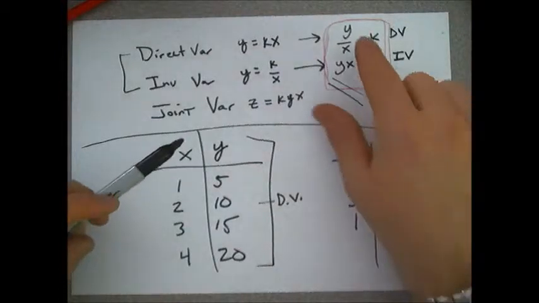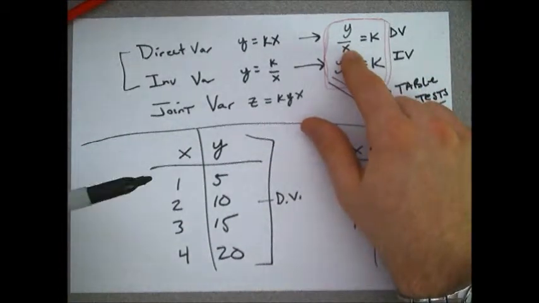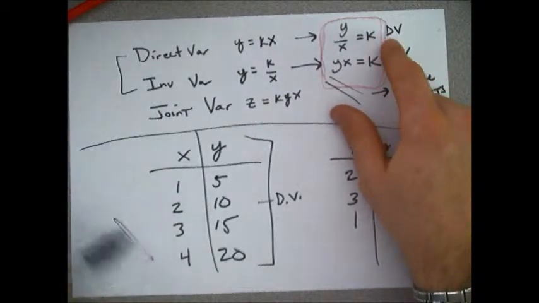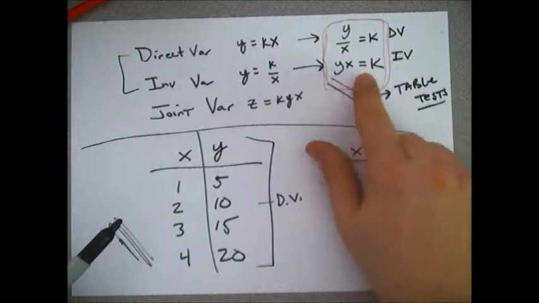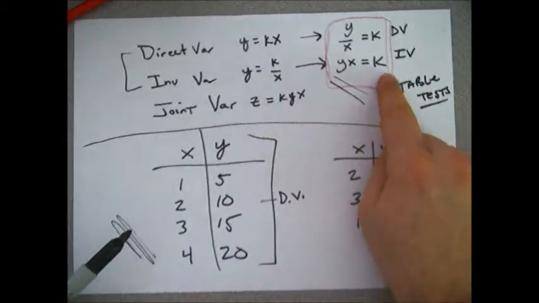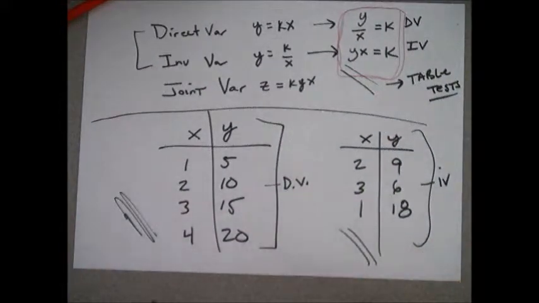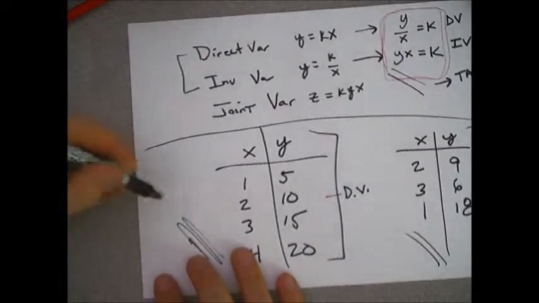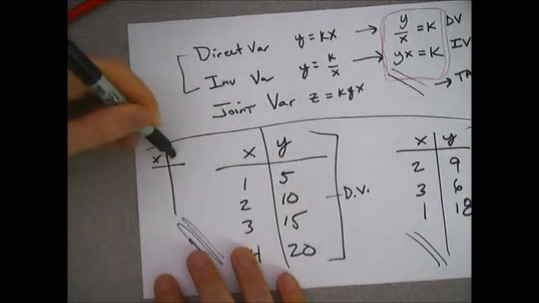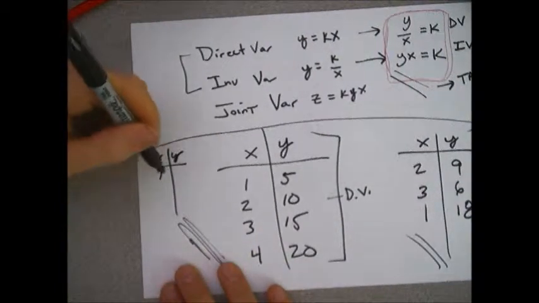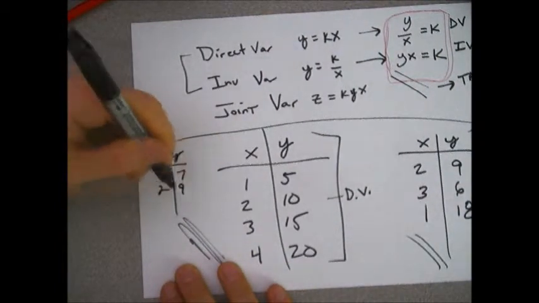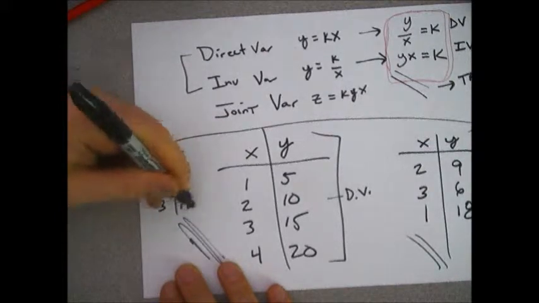So if every y divided by x works out to the same thing, it's direct. That was table 1 here. If every y times every x gives you the same thing, it's inverse. That's what we had over there. If you try both of them and nothing happens, example given that fourth table over there. So if you look at the fourth one, let me see if I can fit it in right here. The fourth one is what? 1, 7, 2, 9, 3, 12. That's enough.